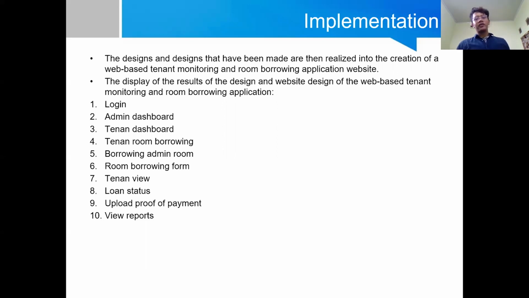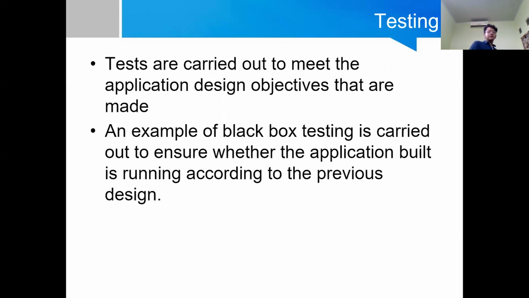Number six, room borrowing form. Number seven, tenant views. Number eight, loan status. Number nine, upload proof of payment. Number 10, view reports. Testing. Tests are carried out to meet the application design objectives that are made. An example is black box testing, carried out to ensure whether the application built is running according to the previous design.